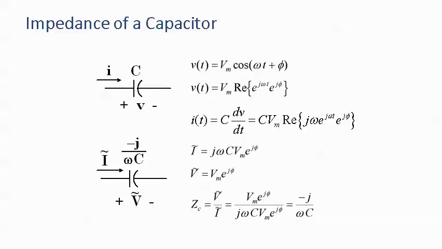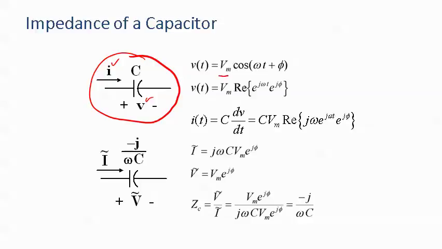Now let's look at the impedance of a capacitor. So here's our symbol for the capacitor in the time domain with an instantaneous current and instantaneous voltage shown for the passive sign convention. Both the voltage and current will be sinusoids here. And we're going to start with the voltage, where we have a peak value of V sub m times the cosine of omega t plus phi.